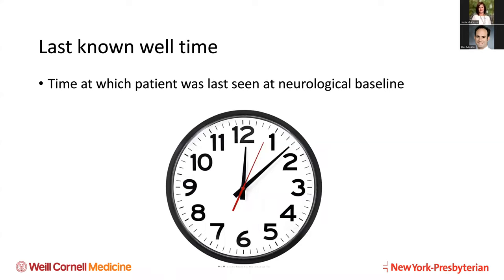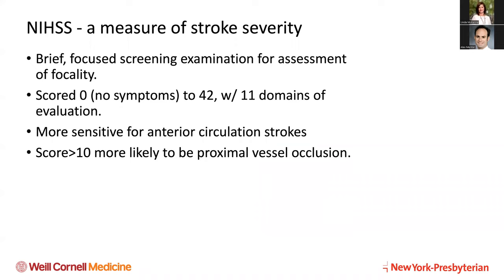in terms of TPA. And we use something called the NIHSS, which is the National Institutes of Health Stroke Scale, to measure the severity of stroke. And it's basically a focused screening examination for the assessment of focality of neurological deficits. It's scored between 0 and 42, and there are 11 domains of evaluation. So it asks things like orientation, facial droop, following commands, weakness, sensory loss, dysmetria and balance, and language. And based on that, you can get a very good sense of how bad the stroke is and where the stroke is, the left side, the right side. It's better for anterior circulation strokes. And a score of greater than 10 is more likely to be associated with a proximal vessel occlusion or a large occlusion of a blood vessel in the brain.